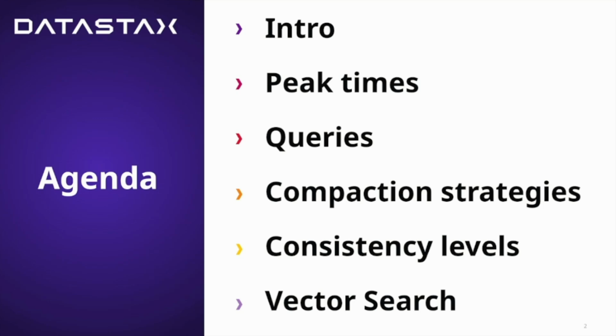Compaction strategies change up a little bit depending on which version of Apache Cassandra you're running on. So we'll talk a little bit about that. There are some changes with consistency levels inside of Astra DB that you do need to be aware of going forward from the application side. And then, of course, we'll talk about vector search as well, because that's kind of the hot item right now.